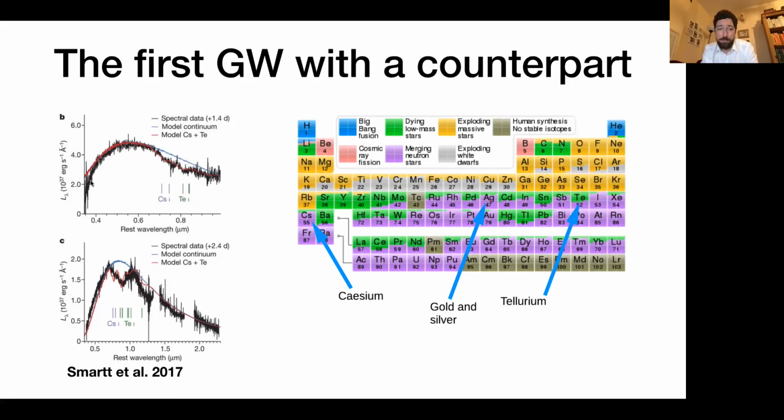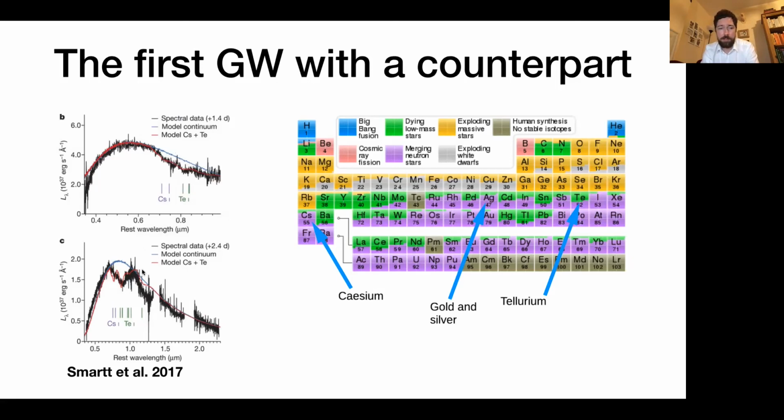And what we see, these are two spectra. One is taken 1.5 days after the gravitational wave was detected. The other one is taken 2.5 days after the gravitational wave was detected. And what we see early on is that there's relatively more blue light and not much else going on.